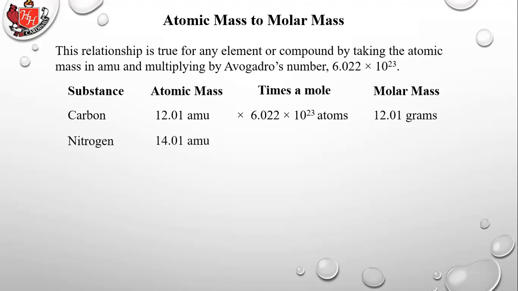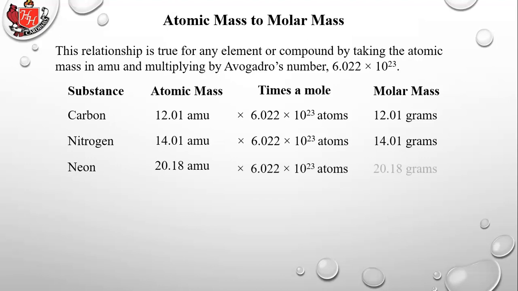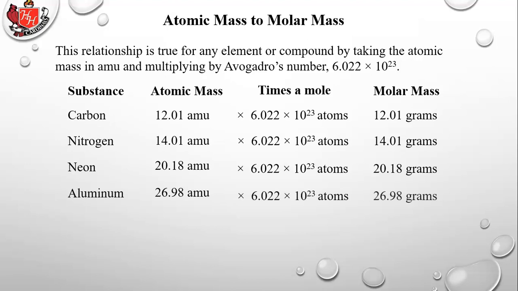Nitrogen, get this off your periodic table, it's 14.01 for a single nitrogen atom. But if you multiply by this many nitrogen atoms, you get that same number in grams, 14.01 grams. Neon, 20.18 on your periodic table, multiply by a mole, you get 20.18 grams. Aluminum, from your periodic table, 26.98 atomic mass units for one aluminum atom, multiply by that many aluminum atoms, and you get 26.98 grams. Sulfur, one more, 32.07 AMU, multiply it by a mole, and you get 32.07 grams.